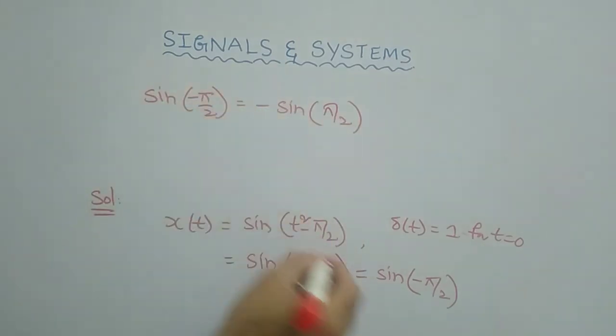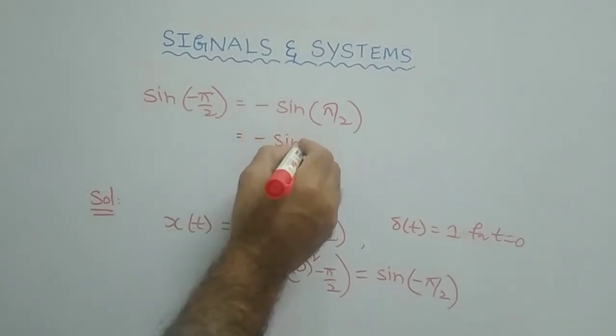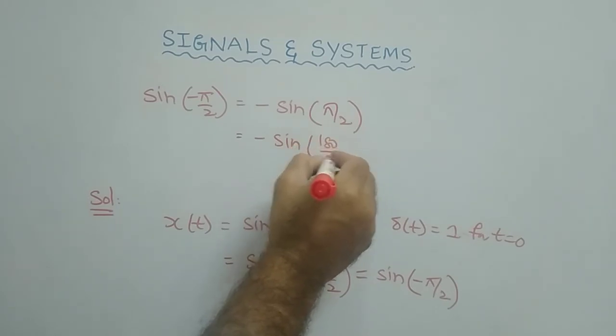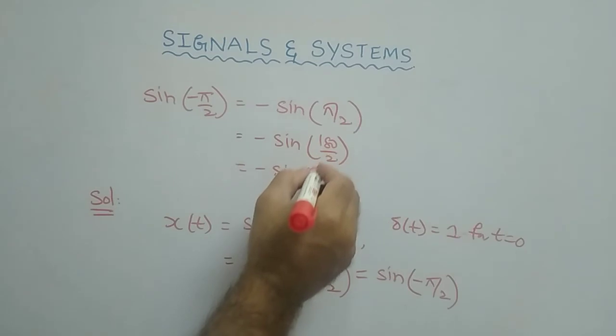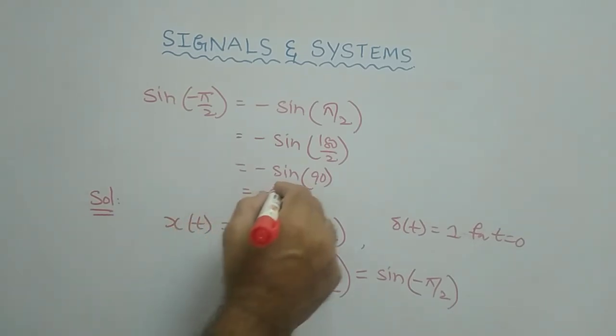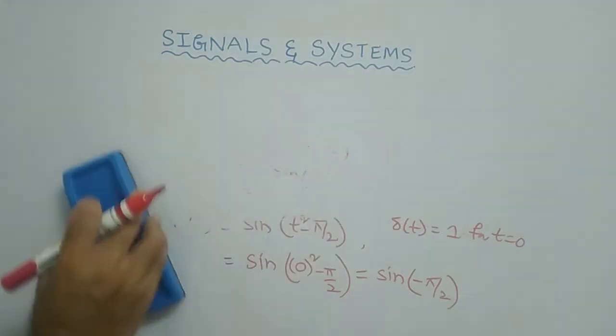Therefore, for this, what will be the answer? Minus sine of pi. What is pi? It is 180. So it is minus sine of 180 by 2, and 180 by 2 is nothing but 90. What is sine 90? It is 1. Therefore, minus 1 is the answer for this question. Clear? So that is the integral value.